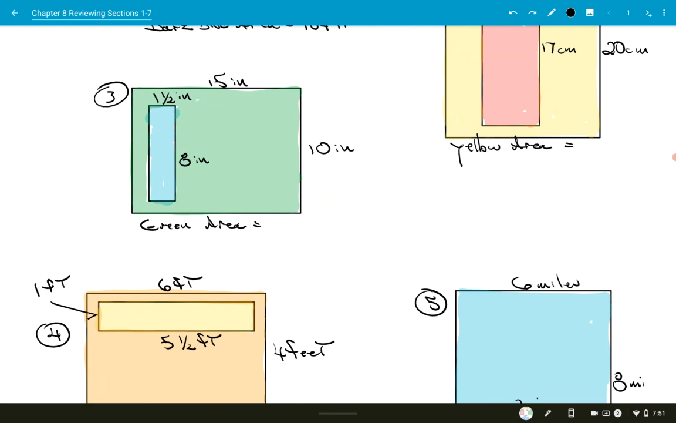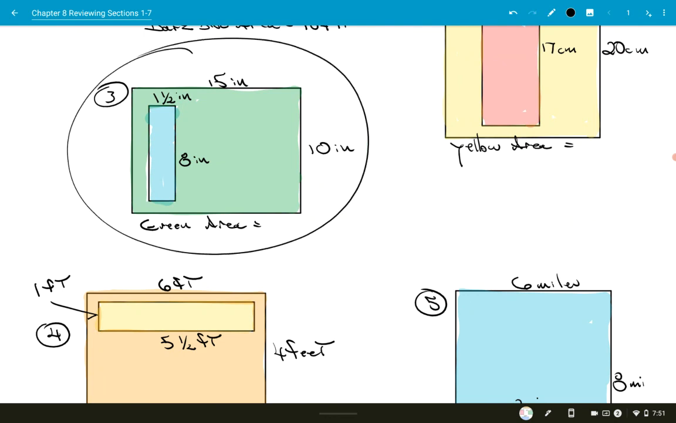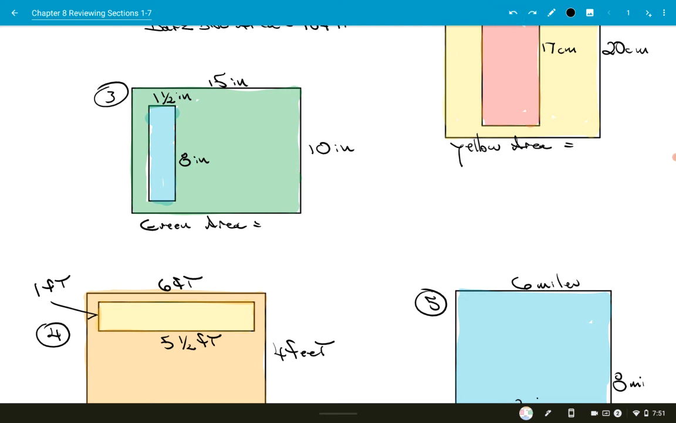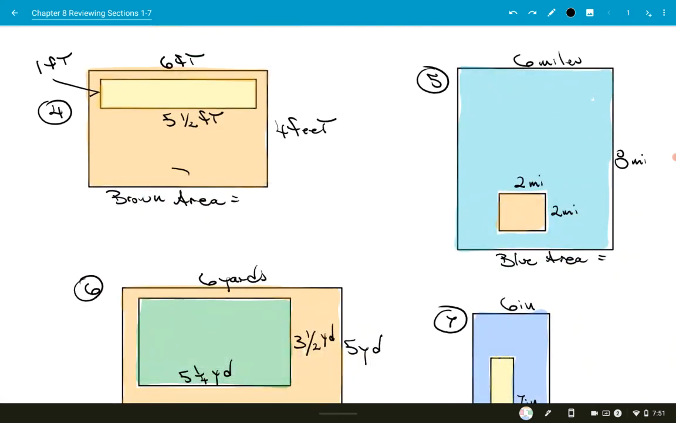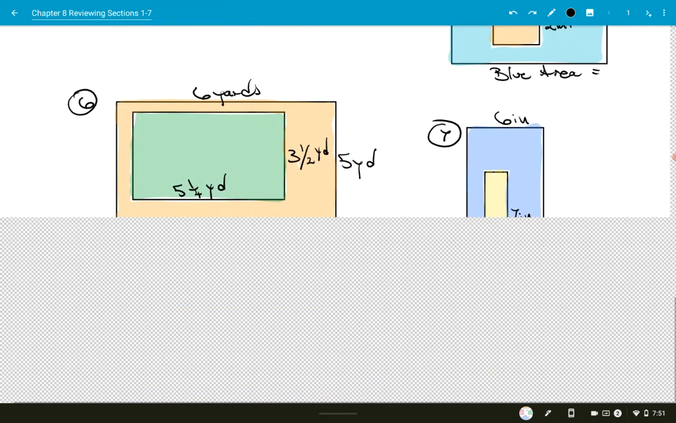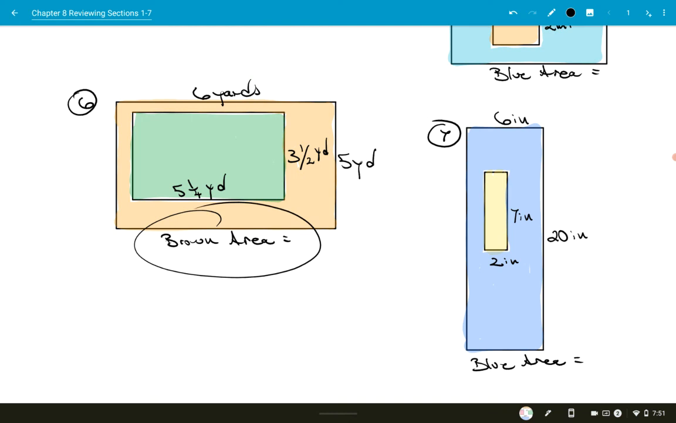All right. So for number 3 here, you figure out the area of the whole figure. It's going to be 15 times 10. And then you're going to subtract the area of the smaller figure. All right. So I'm looking for the green area only. In this one, just the yellow area. Okay. And then for the brown area, maybe it looks more orange to you, but brown is what I put. And then in this one, the blue area, number 5. And for 6 and 7, the brown area. And I see I've got some mixed numbers here that you're going to have to multiply together. All right. And you'll have to convert those into an improper fraction. And then finally, number 7, the blue area.